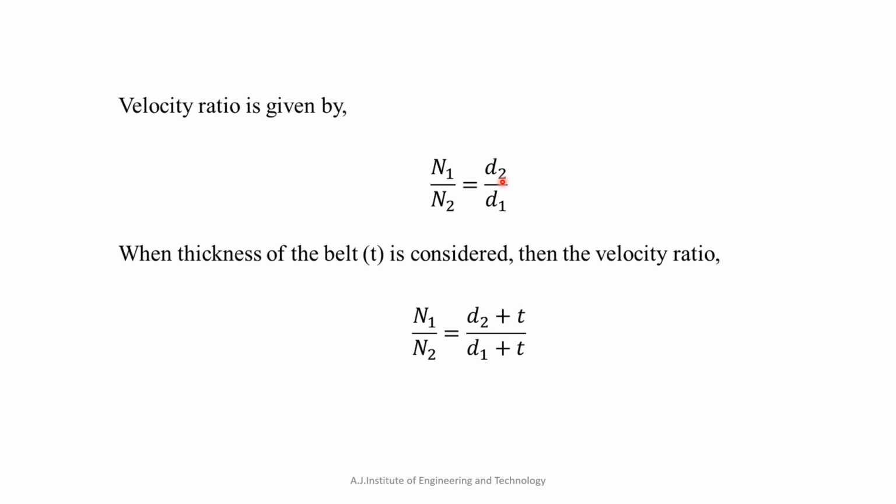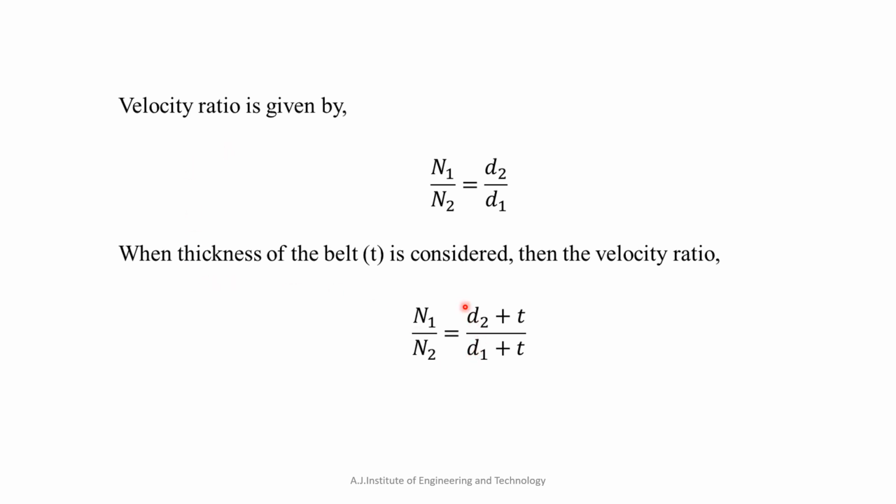In a gear drive it is also the same thing. Speed is inversely proportional to diameter as well as number of teeth. But here the number of teeth is not there in a belt drive, so speed is inversely proportional to diameter. So n1 divided by n2 is equal to d2 divided by d1. Then when we consider the thickness, some belt drives have more thickness and are a bit stronger compared to others.